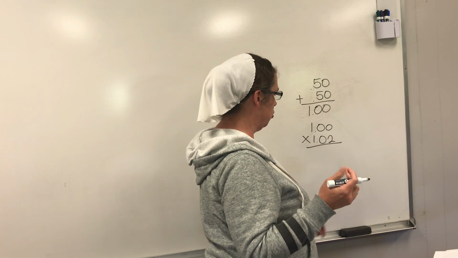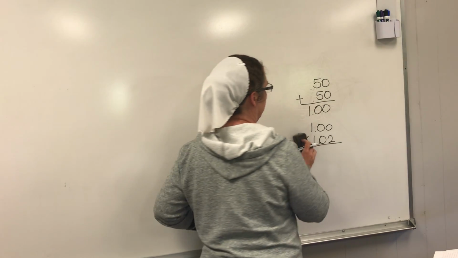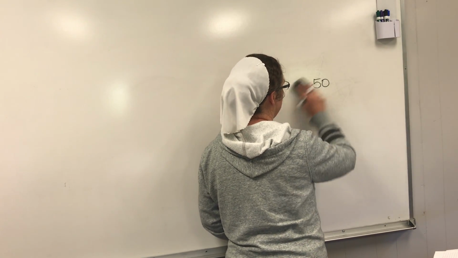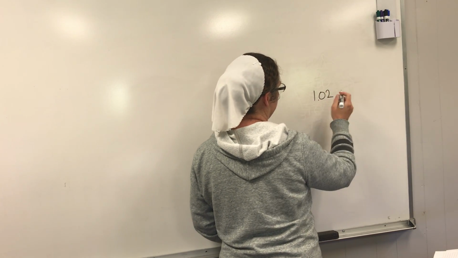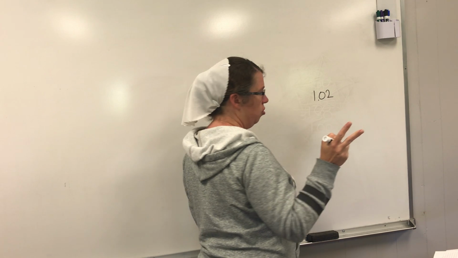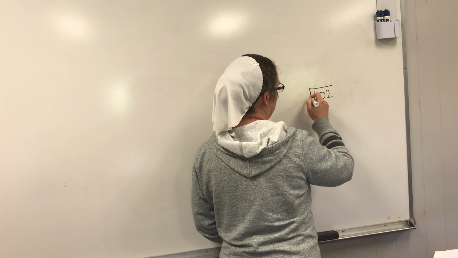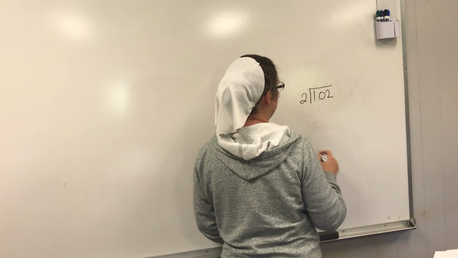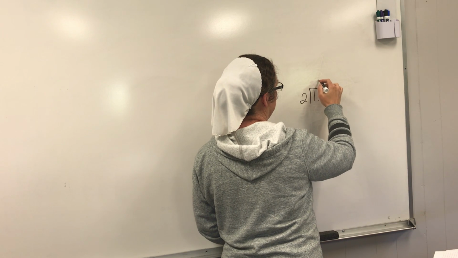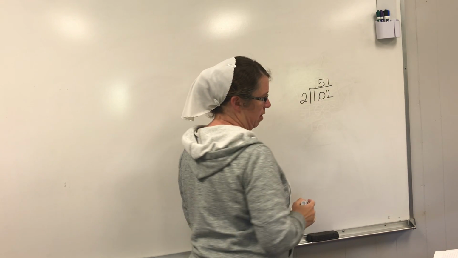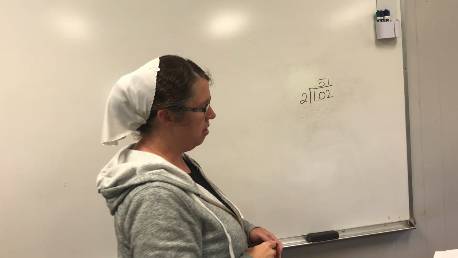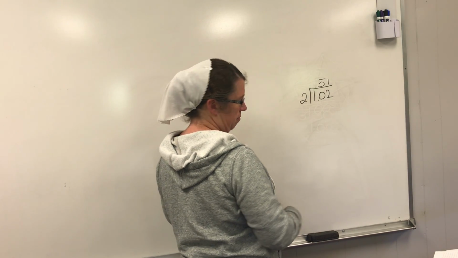How much did each girl pay? Well, how many girls are there? It says they split the cost evenly. Their cost was $1.02. There's 2 girls. I think I would divide: 2 into 10 is 5, 2 into 2 is 1. They each paid 51 cents.